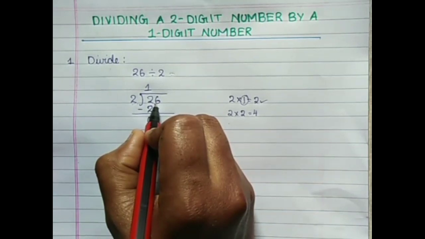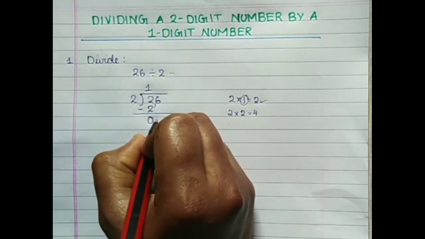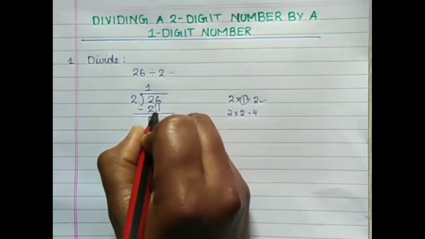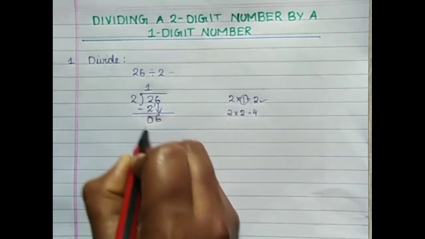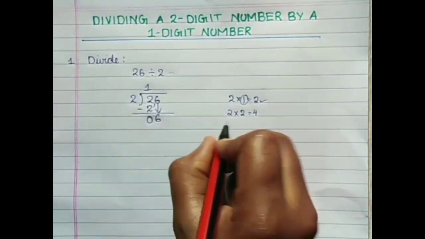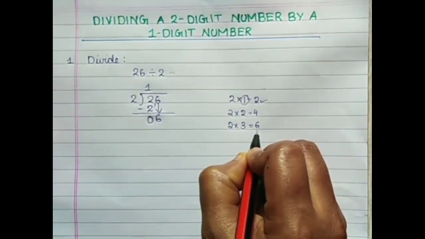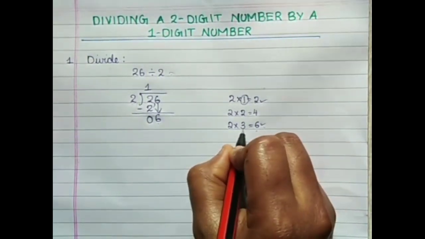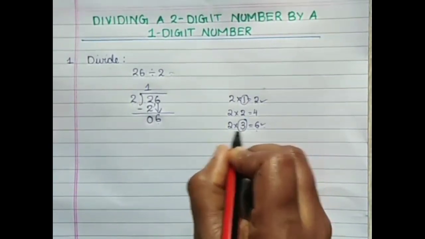Now we have remaining 6 in the ones place. Now our next step is to bring down the number 6, which is in the ones place, next to the number 0. Now we have to check whether we have the number 6 in the table of 2. For that we should write the table of 2. We have 2 2s are 4, 2 3s are, yes, 6. Children, here we have the number 6 in the table of 2. So we take 6. And how many times do we have the number 6 in the table of 2? Yes, we have 3 times.